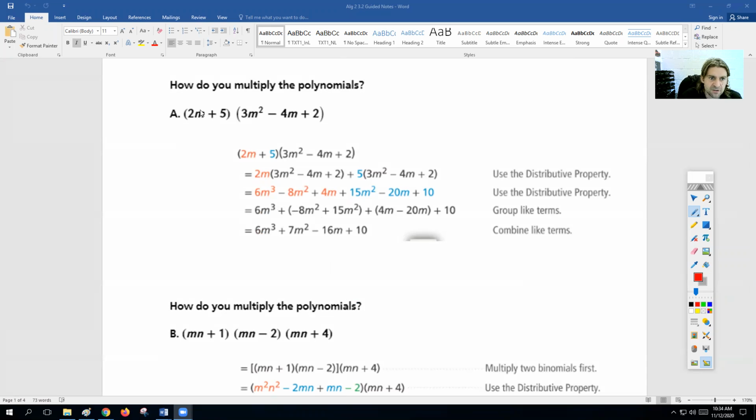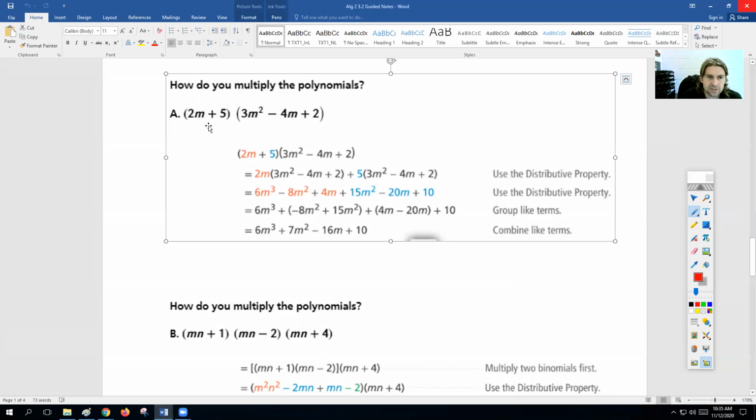So if I distribute this here, I've got to do 2m times 3m squared. And 2 times 3 is 6. We just need to make sure that m times m squared becomes m cubed. So we add the exponents when we multiply. When we're multiplying, we multiply the coefficients in front, and we add the exponents.